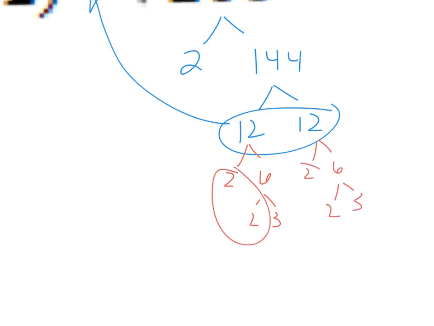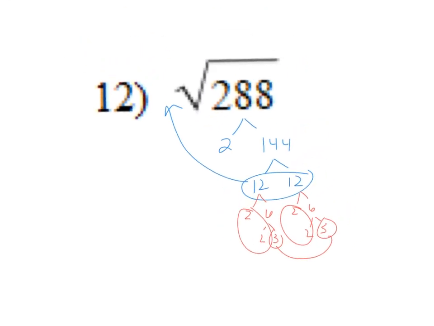You have a pair of 2s. And then you would have a pair of 3s. 2 times 2 is 4, times 3 is 12. So you end up with a 12 on the outside no matter which way you do it. And then this poor little 2 right here, he doesn't have a buddy. So we've got root 2 left over on the inside.